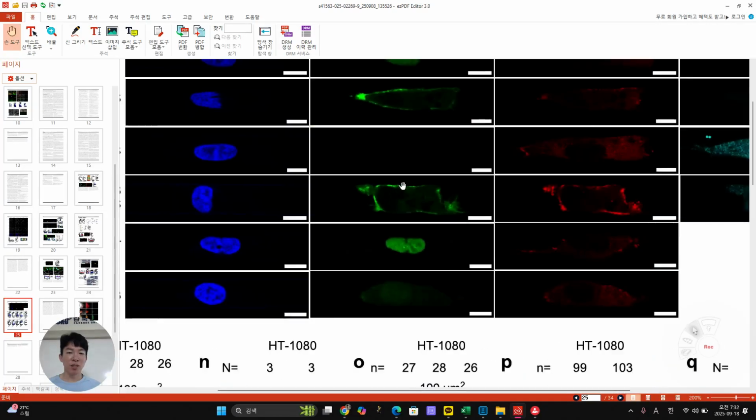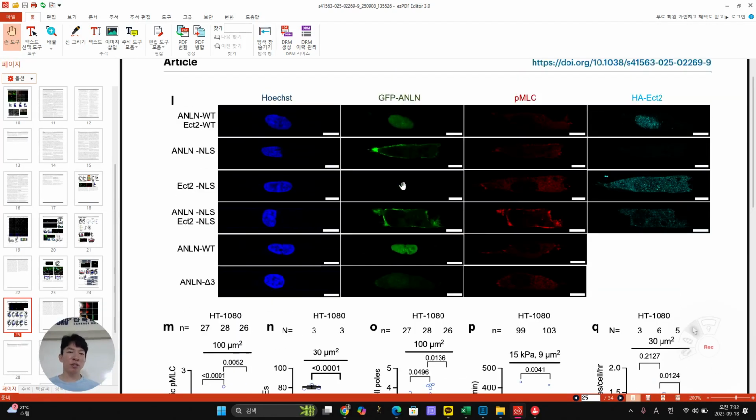Okay, let's see. From the main figure, they cannot have proper space to add these images. So here they add it. Wild type, when they remove NLS, is more deposited in the cytoplasm. Act2 also is more deposited here in the cytoplasm. They both, anillin and Act2, deposit in the cytoplasm. Wild type here, delta 3, no anillin, less anillin here.